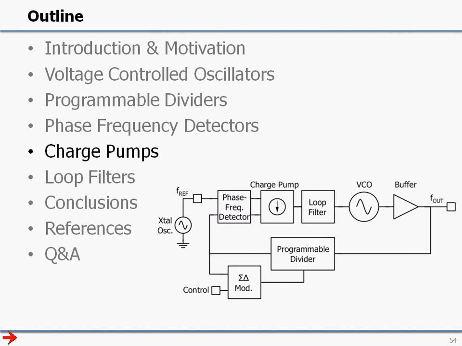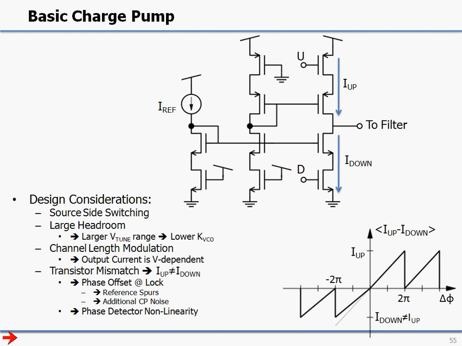Okay. So we're coming out of the phase detector. We have our up and down pulses. We now need to transform them into currents that we can integrate on the loop filter. So we need to design a charge pump. Shown here is a very basic charge pump. For example, this charge pump is using source side switching. So when the down signal goes high, what we set up here is a current mirror between this transistor and this transistor. A down current will be pulled out of the filter, and charge will be pulled from the filter.